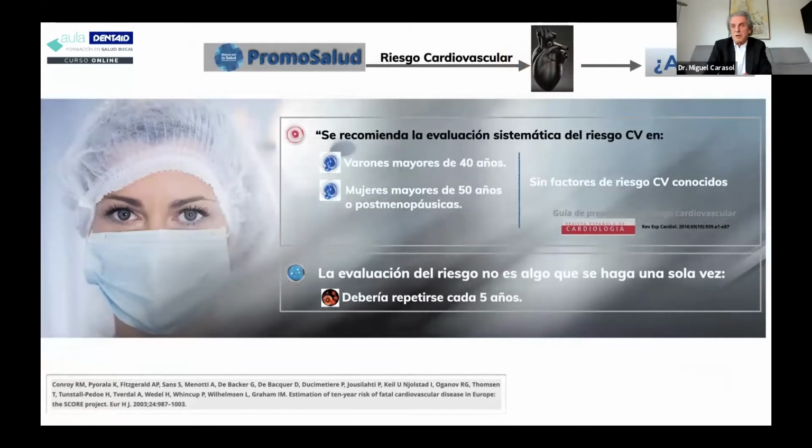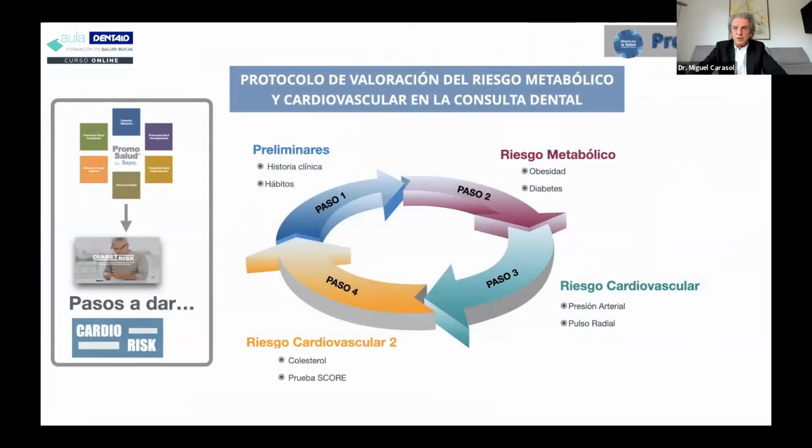Something similar is true with the cardiovascular patients. As you can see, for male persons over 40 and female persons over 50 or postmenopausal persons without any risk factors, it is recommended in these cases to do an assessment of the cardiovascular risk. This assessment of the cardiovascular risk is very easy to do, and it should be repeated every 5 years, more or less. But of course, it should be customized to every case.